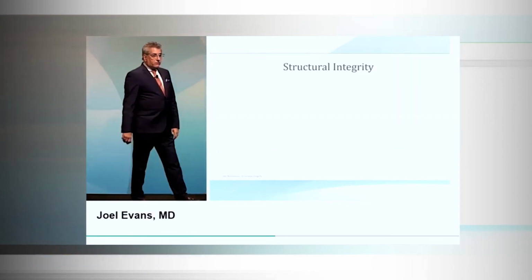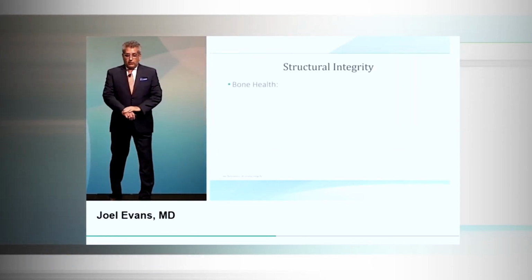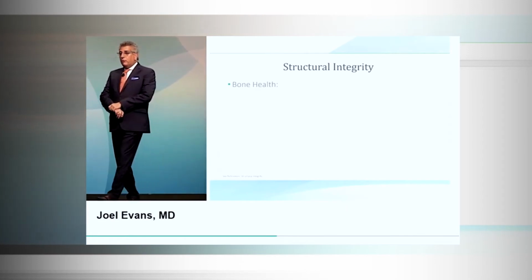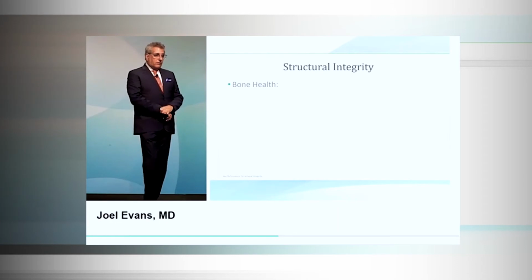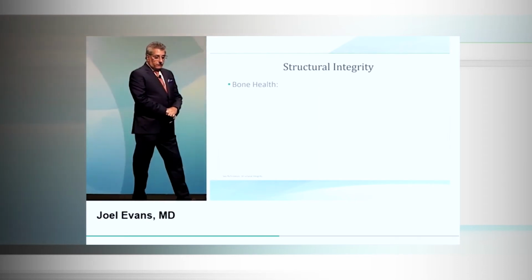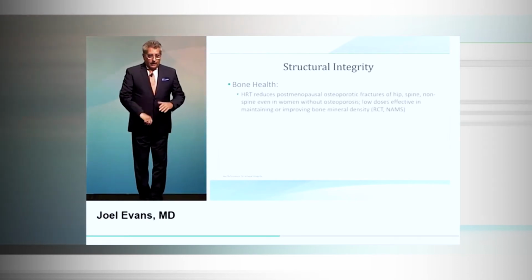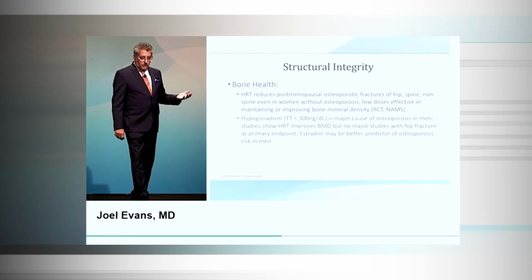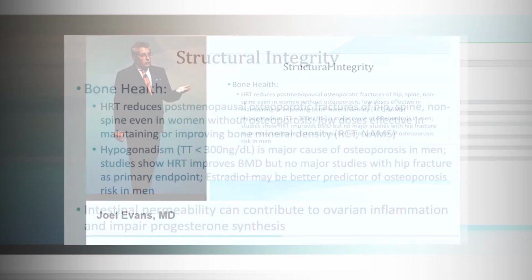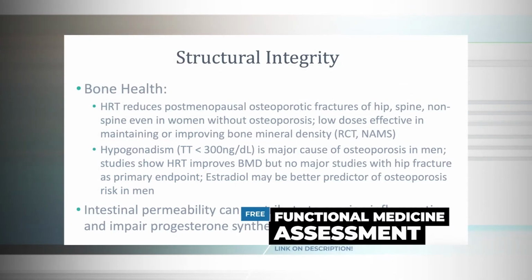And that cortisol exposure downregulates those cortisol receptors. So that's two ways that cortisol receptors can be impacted. One is by prolonged stress, and the other is a genetic issue. Bone health: HRT reduces postmenopausal osteoporotic fractures, and low testosterone, low T, is a cause of osteoporosis in men.